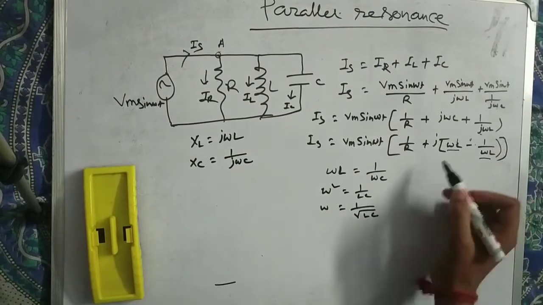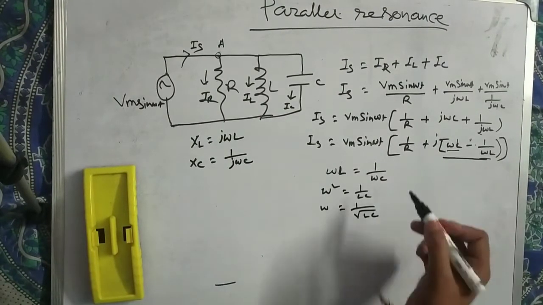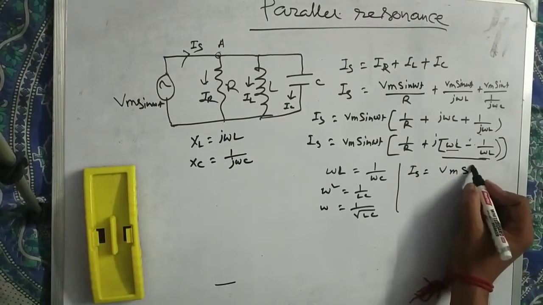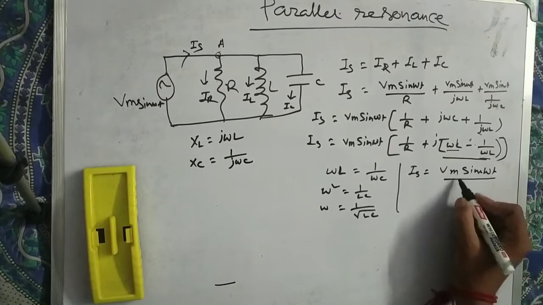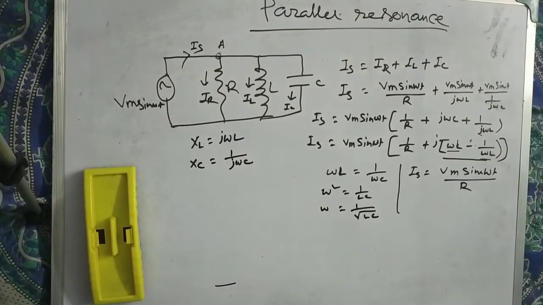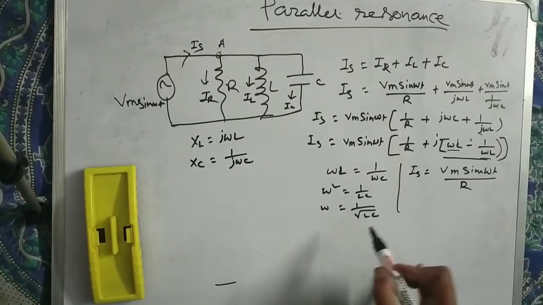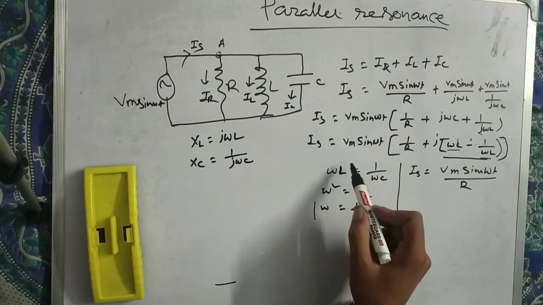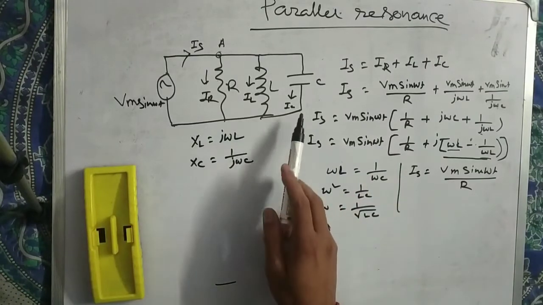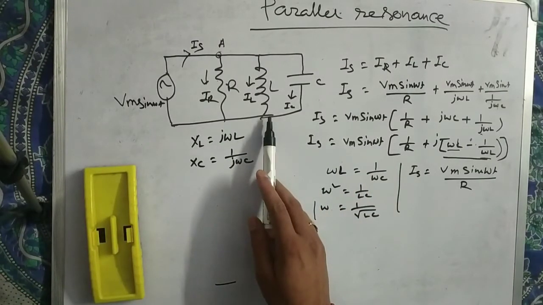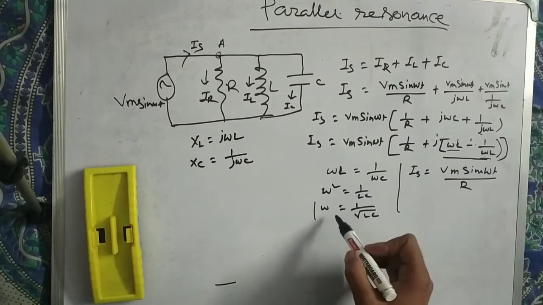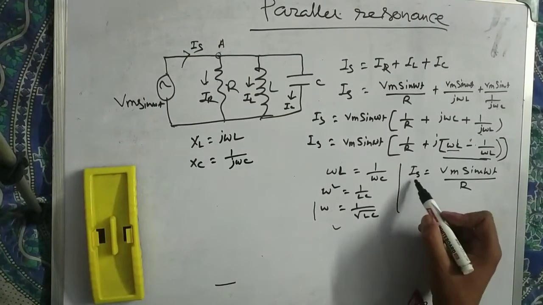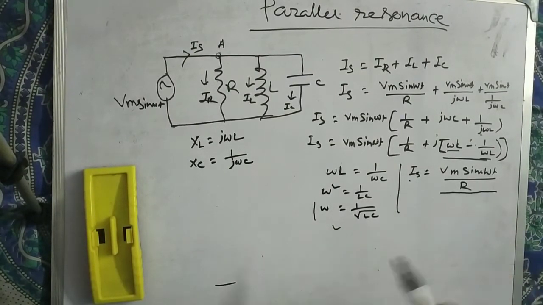Now at this condition this term will be 0. So Is, source current, equal to Vm sin omega t by R. So this is the parallel resonance circuit condition. What is the condition? If the admittance of the capacitive reactance equal to admittance of the inductive reactance, then the parallel resonance will happen. In that case Is, source current, is Vm sin omega t by R.